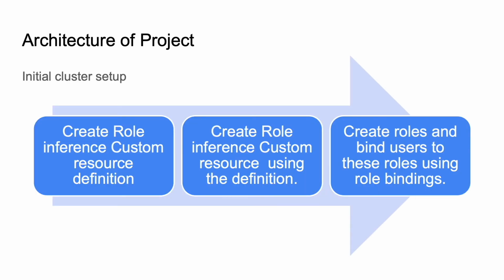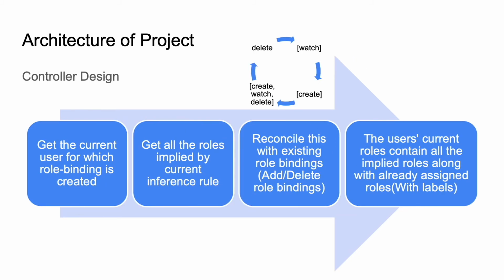Now I want to talk about the initial cluster setup of our project, which includes creating the role inference custom resource definition. Then we use this CRD to create the role inference custom resource. We also created all the roles and assigned these roles to the users by creating role bindings. And now Rahul will talk about the next part of the design, the controller we use in our project.